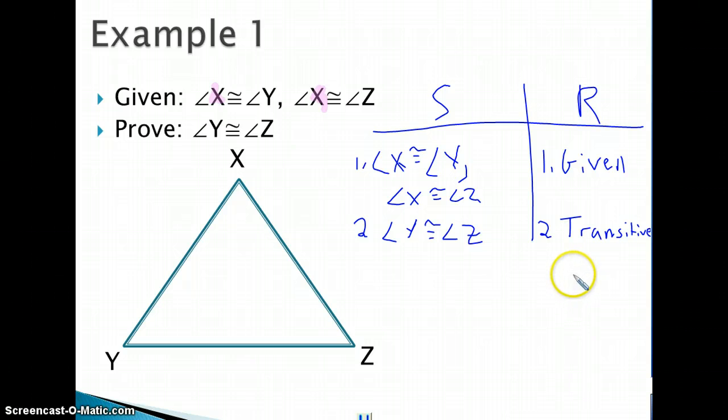Now, anytime you see me write transitive property, because it's a special case of substitution, you can also put substitution because it is technically correct. It is a substitution, but transitive is the more specific reason for this. The tip-off here was two mentions of angle x in the given, and then those other angles end up in the proof statement. That tells me it's probably transitive.